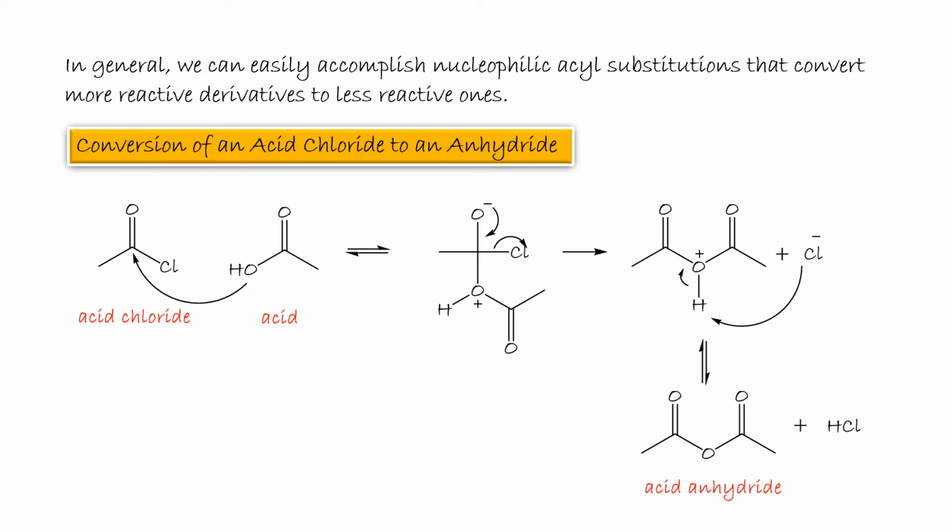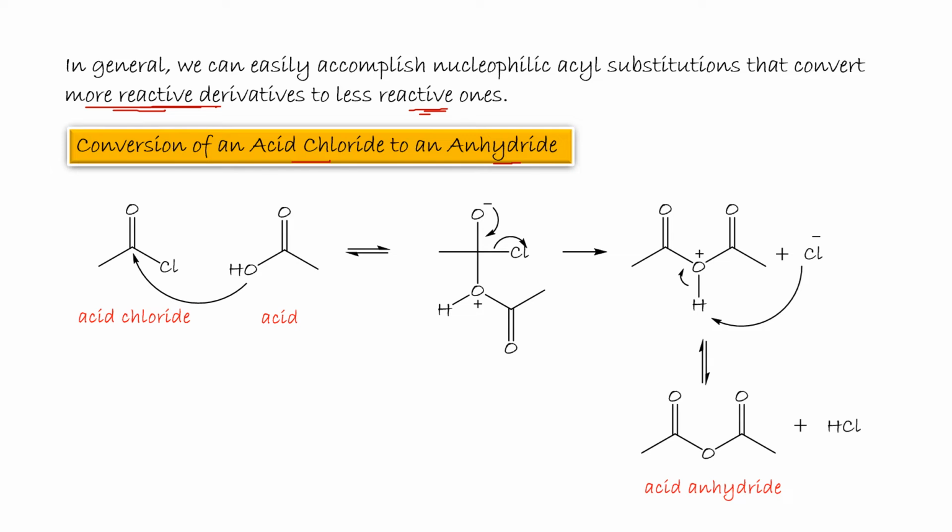In general, we can easily accomplish nucleophilic acyl substitution that converts the more reactive derivative to the less reactive ones. So we can convert acid chloride to anhydride. Once again, we can convert more reactive to the less reactive. The other way around, it's like going up the hill.